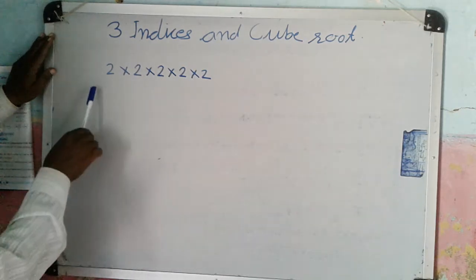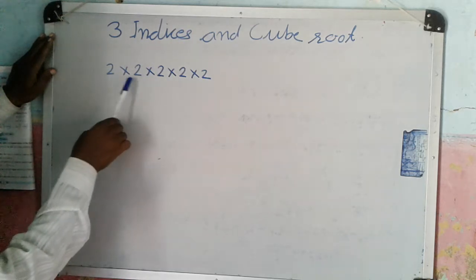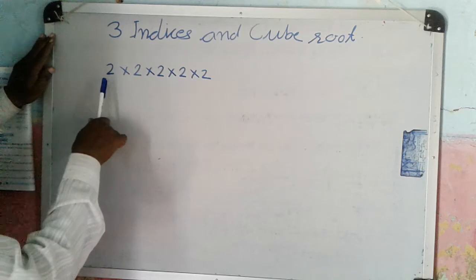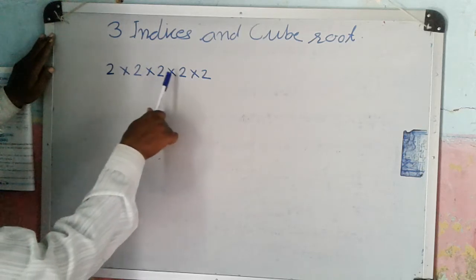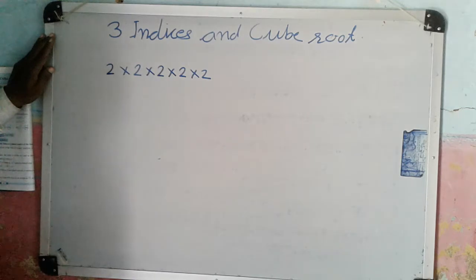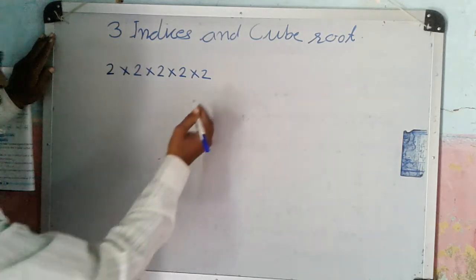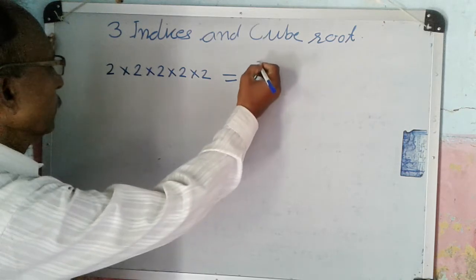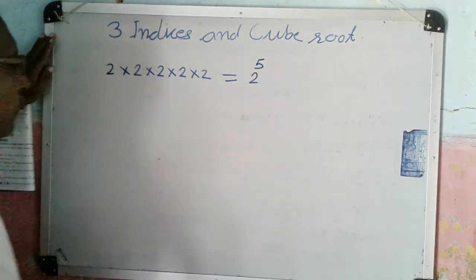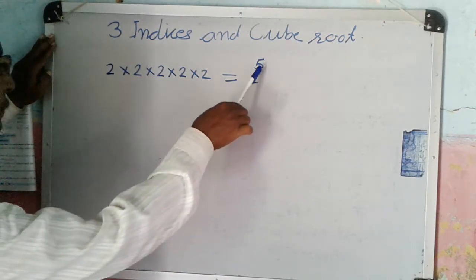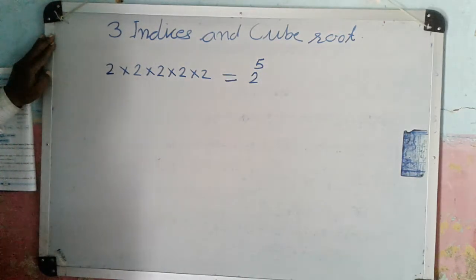Now see, 2 is multiplied by itself 5 times. 2 into 2 into 2 into 2 into 2. That means 5 times 2. This we can write as 2 raised to 5. It is also called the fifth power of 2.